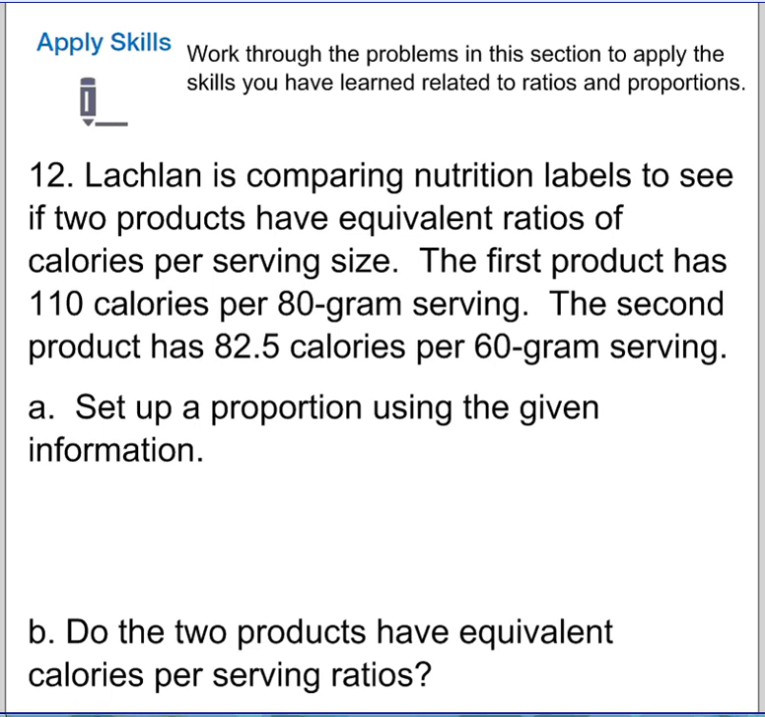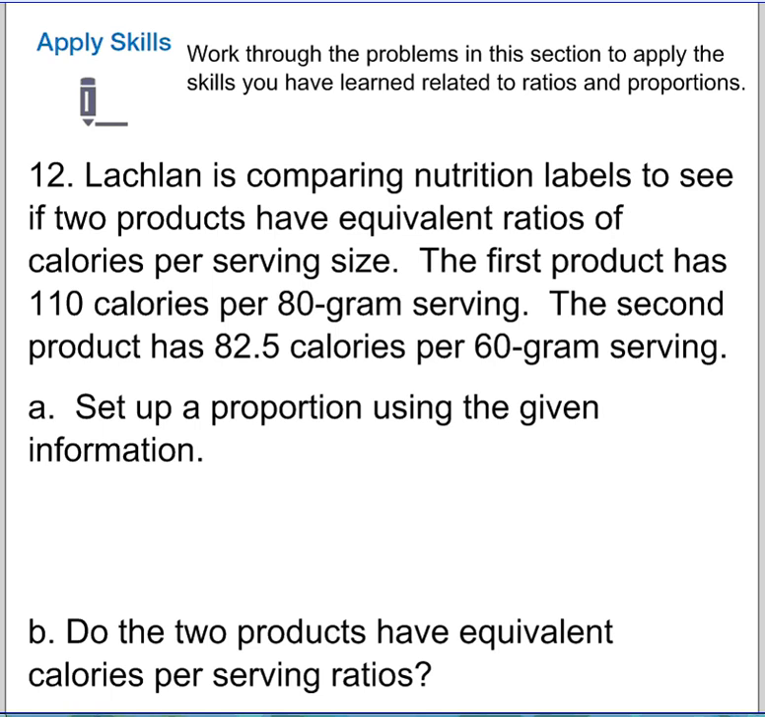So our first story problem says Lachlan is comparing nutrition labels to see if two products have equivalent ratios of calories per serving. The first product has 110 calories per 80 gram serving, and the second product has 82.5 calories per 60 gram serving. So we're supposed to set up a proportion and then find if they have equivalent calories per serving.